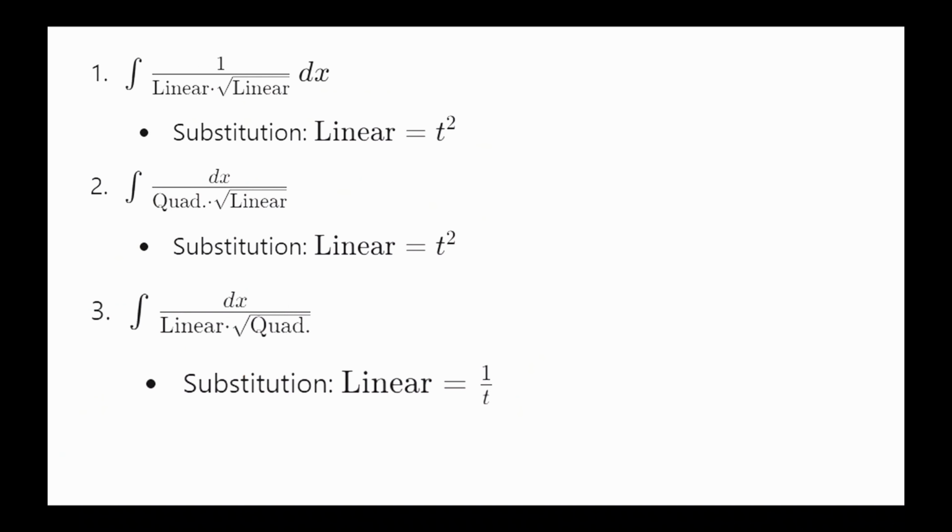Now, talking about a few more different types of substitutions that you need to keep in mind. Let's say if I have 1 by a linear into root under linear, I can assume my linear to be t square. The linear which is inside the square root would become my t square. Quadratic into linear, again, my linear would be written as t square. And if I have dx by root under quadratic and I have a linear outside, I can substitute my linear as 1 by t.